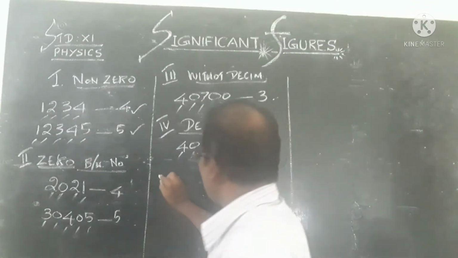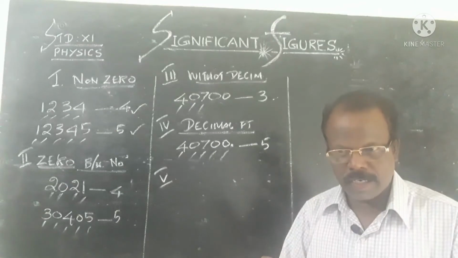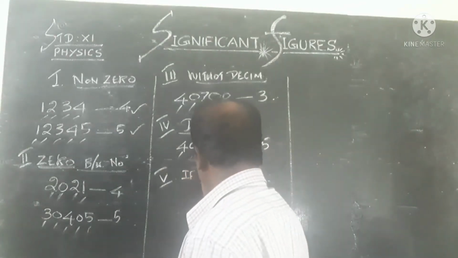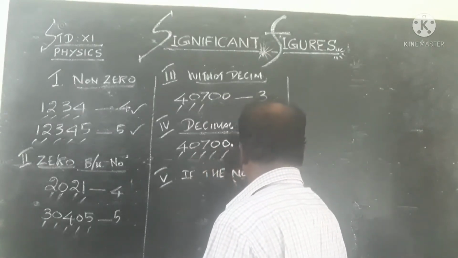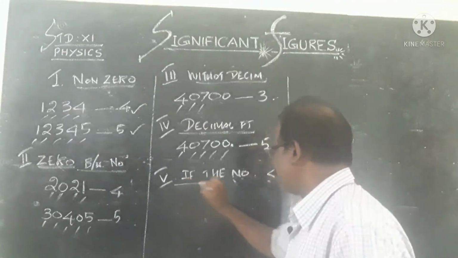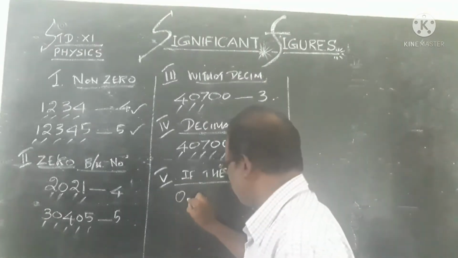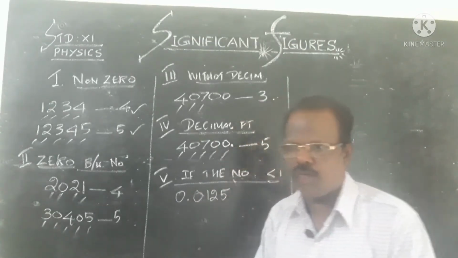That is the fifth one. The fifth one, listen here. That is a decimal number, and the number is less than 1. Please listen here. If the number is less than 1, that is the next condition. For example, one example is 0.0125.